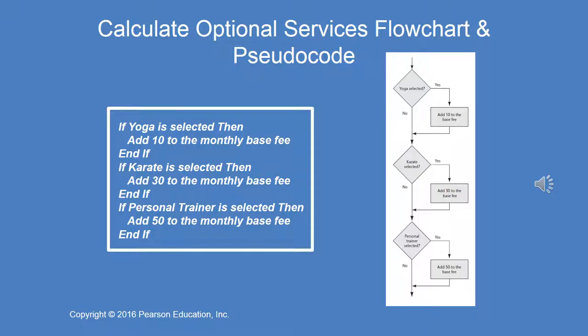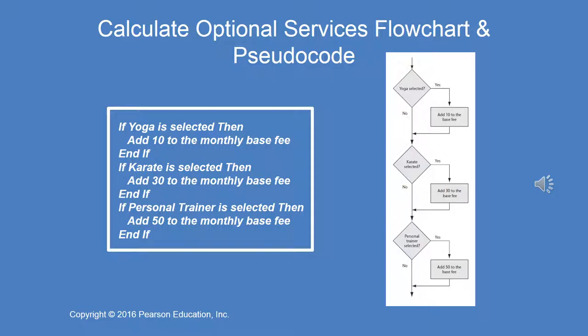Now we have the pseudocode and the flowchart for the checkboxes. Now remember, unlike radio buttons, where only one at a time can be selected, we can have multiple checkboxes selected. So we can have one if else with a series of else if statements, because we need to check each box independent of the other and then do something if that box is checked.